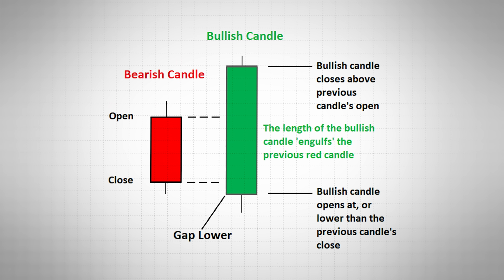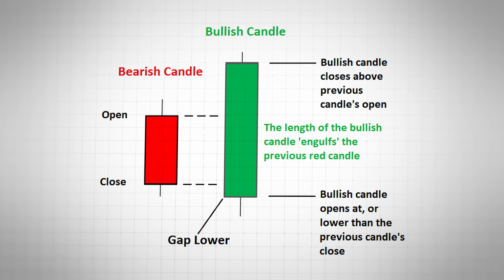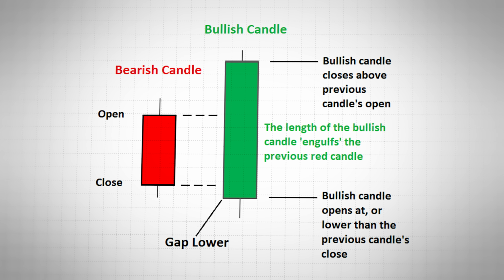In contrast to the inverted hammer, the bullish engulfing is straightforward. It consists of a red candle followed by a green candle that has a larger body than the previous red one.